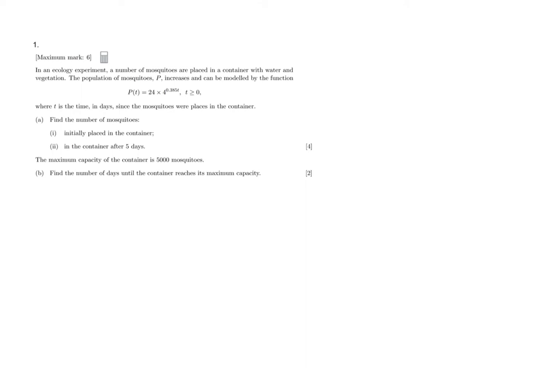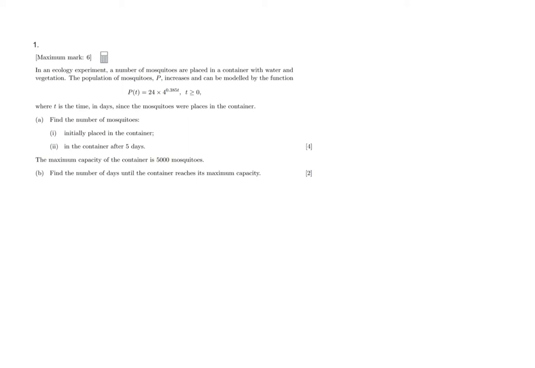As requested by some of you, I'm going to show you the solution of the paper that you sat a few weeks ago. The first question was: in an ecology experiment, a number of mosquitoes are placed in a container with water and vegetation. The population of mosquitoes, P, increases and can be modeled by the function P of t is 24 times 4 to the power of 0.385t, where t is bigger than or equal to 0 and is the time given in days since the mosquitoes were placed in the container.